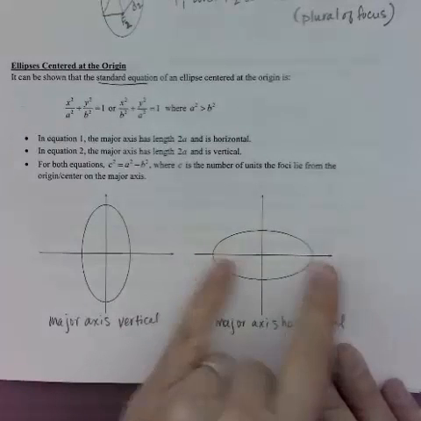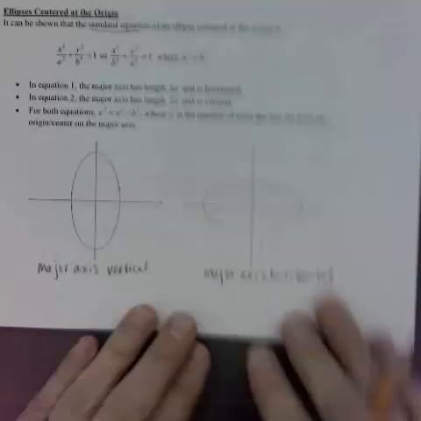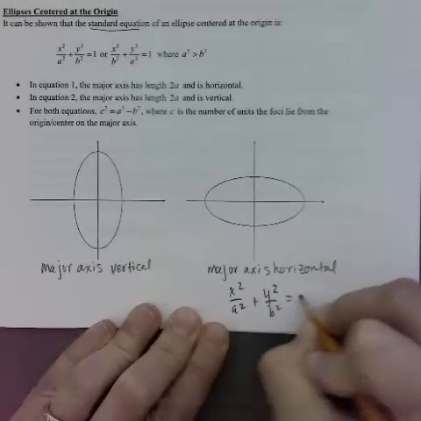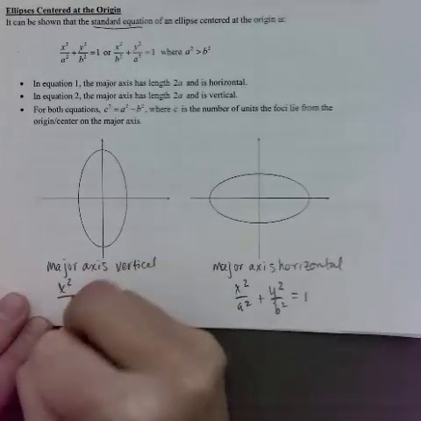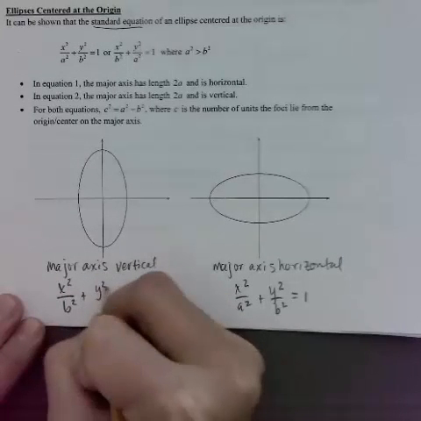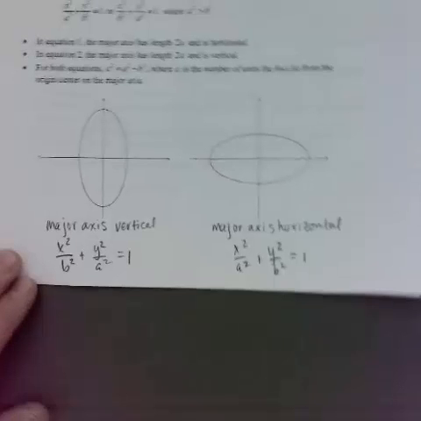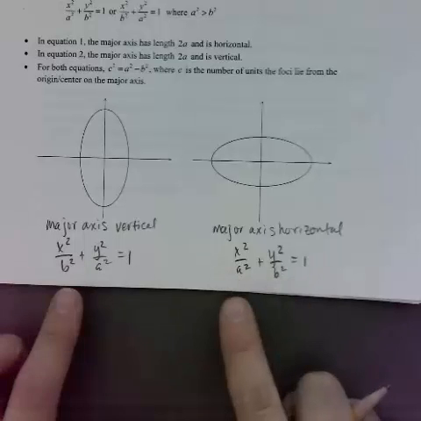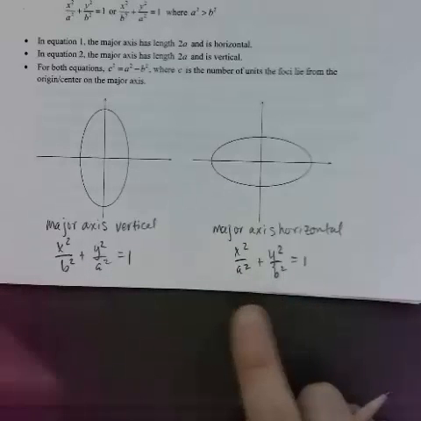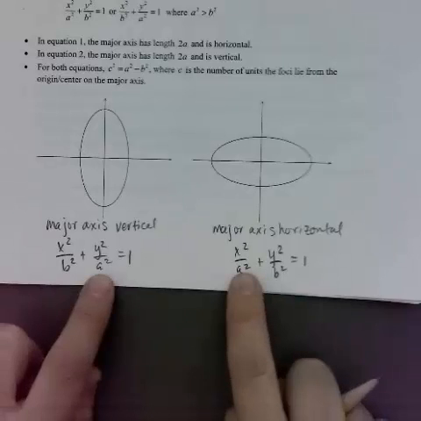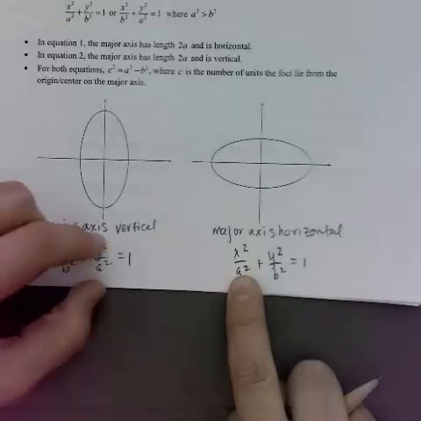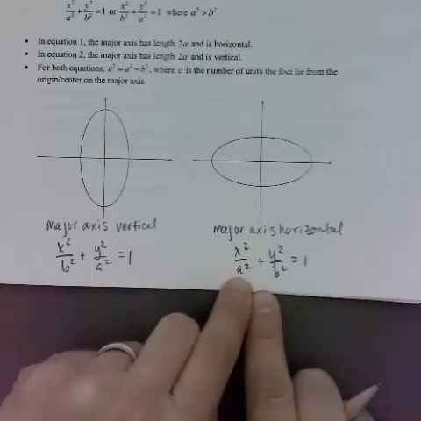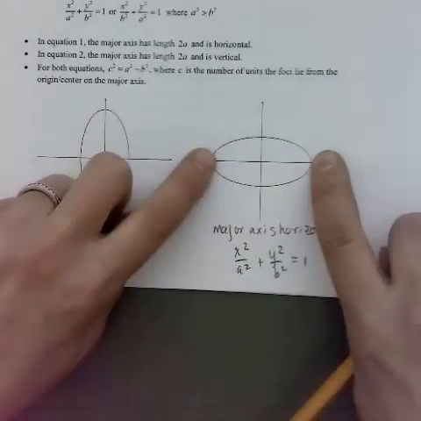So I probably should have flipped these around. This one goes here. And this one goes here. And don't worry too much about what's A and B. It's more like which one is the bigger number, right? That's what you want to focus on. So whichever one is bigger, if this is bigger, then the major axis runs parallel to the y-axis. And if this number down under x squared is bigger, then the major axis runs parallel to the x-axis.